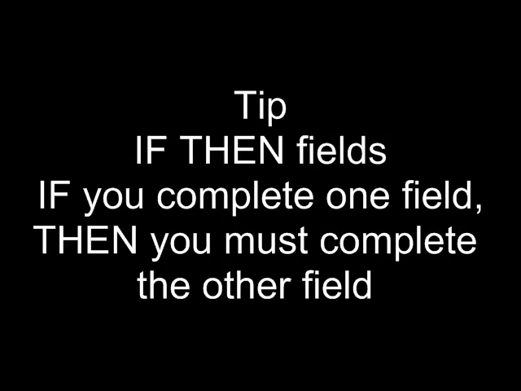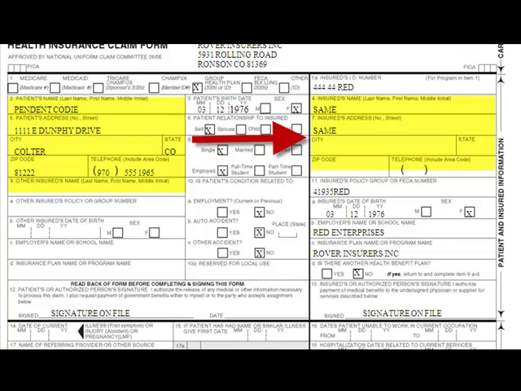There are some tips that I'd like to give you, and I call them if-then. If you fill out a field or a box, then you must fill out another field or box. The first one is the patient name. If the patient name and address is the same as the insured's name in box 4 and 7, then you only need to write same in box 4 and box 7. You do not need to refill or recopy the insured's name and the insured's address if they are the patient.